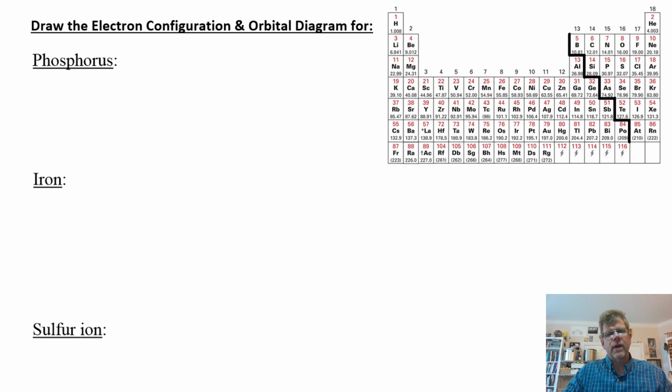So here we're asked, on 3 examples, phosphorus, iron, and sulfur ion, to draw the electron configuration and the orbital diagram for them. The first one, phosphorus. First of all, in any of these, we have to look on our trusted periodic table to find what we're looking for, phosphorus. That atomic number 15 above the chemical symbol means that we have 15 protons and 15 electrons in that neutral atom. So we have to account for 15 electrons.